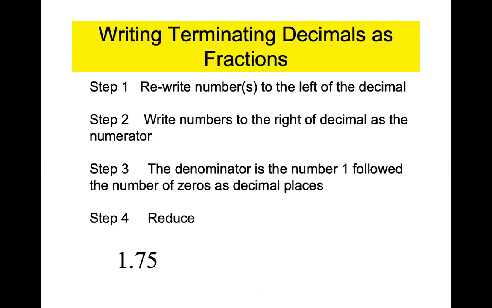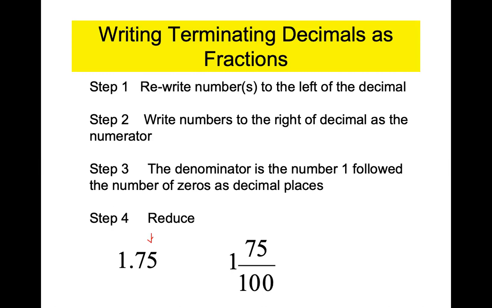1.75. Step number 1, we look at the numbers to the left of the decimal place and we rewrite them, whether they're positive or negative. Step number 2, the numbers to the right of the decimal place, the 7 and the 5, become the numerator. And the denominator is a 1 followed by how many zeros as there are decimal places? 2 decimal places, 2 zeros. Or the 5 is in the hundredths place, so it would be over 100. Either one works.